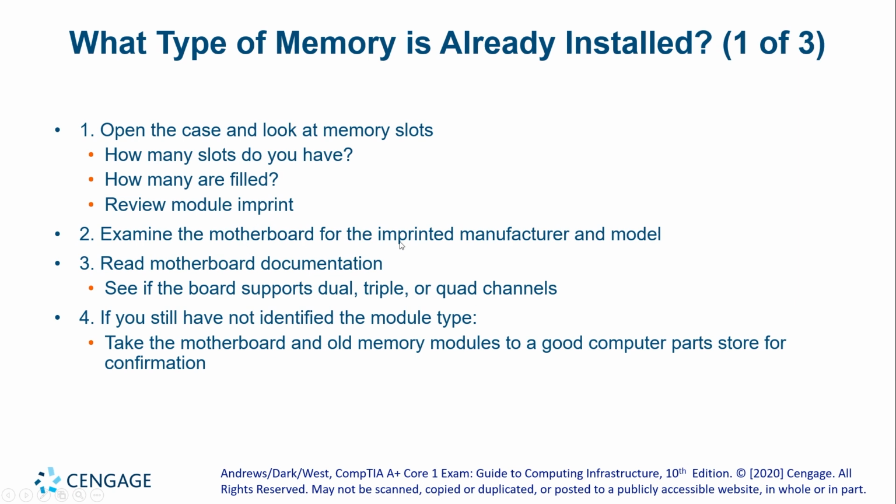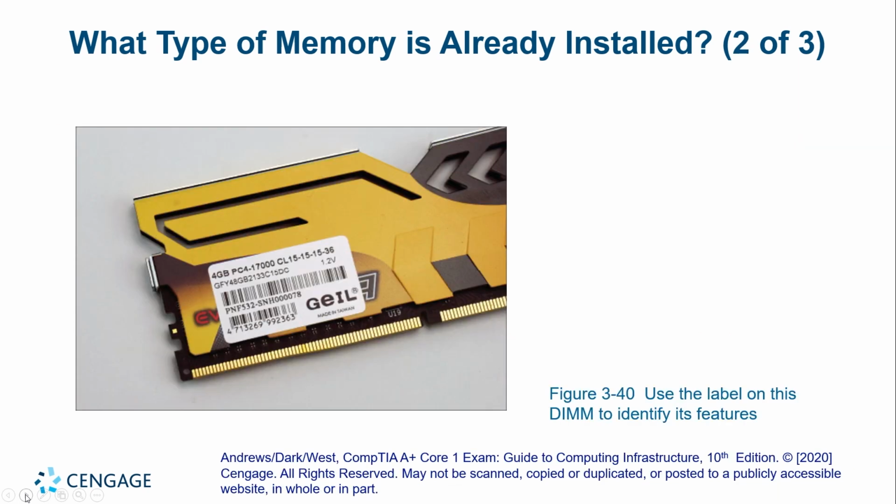Look at the motherboard documentation. Look online for that manufacturer and see if you can figure out that particular model. You need to know the model of your motherboard, and you need to research that on the internet and find out how much memory it will support. Read the documentation. See if the board supports dual, triple, or quad channels. And then if you still haven't, once again, take the motherboard and the old memory modules to the parts store for confirmation. That's probably the best way to do it. You'll never be wrong if you do that.